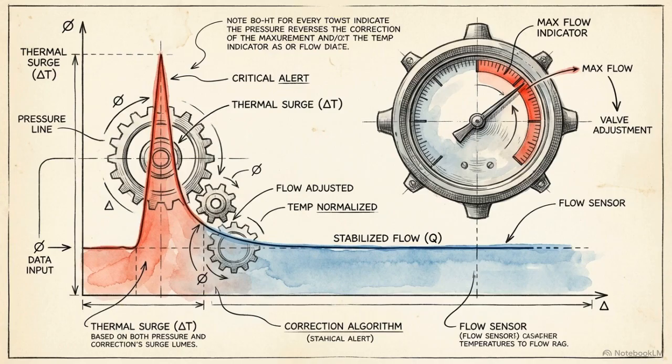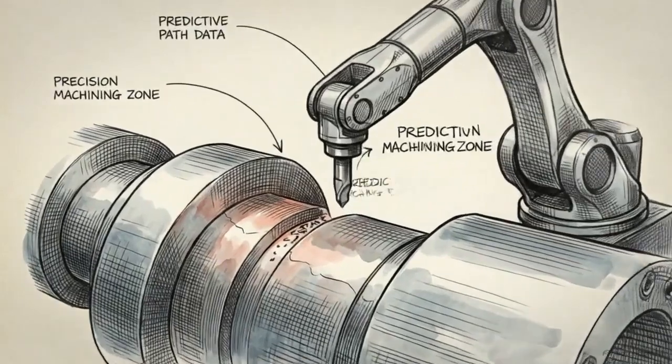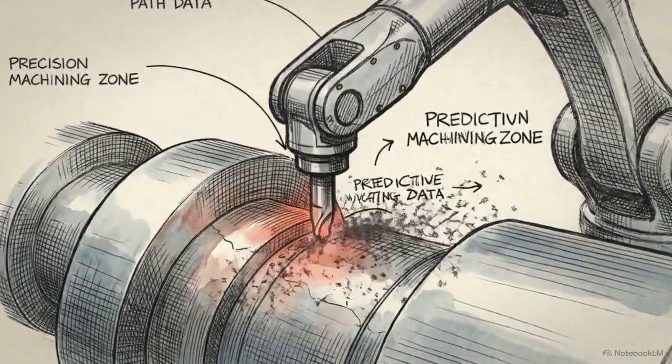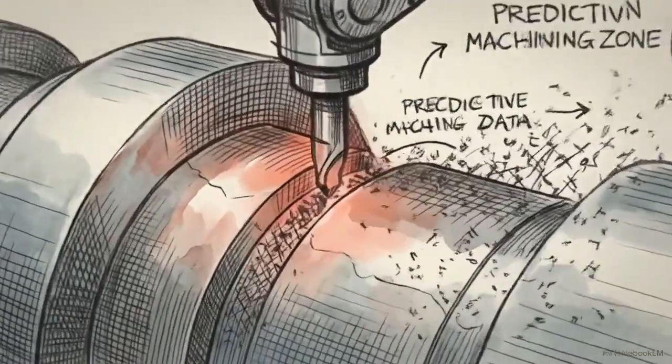The system can adjust cutting parameters in real time, correcting thermal imbalances long before a tool fails. Mastering the micromechanics of the chip allows manufacturing to evolve from brute force cutting into a data-driven predictive science that prevents failure before it happens.